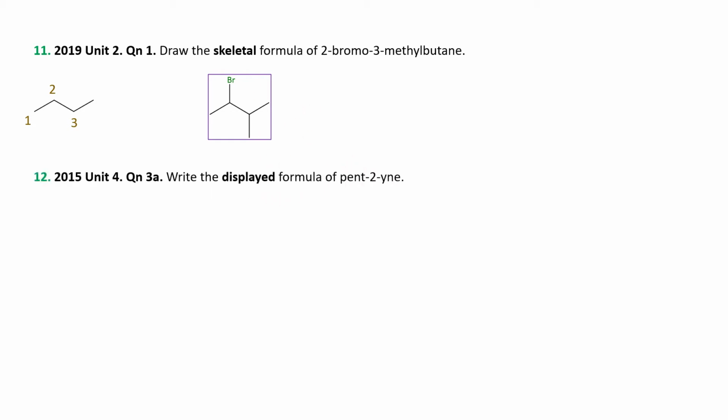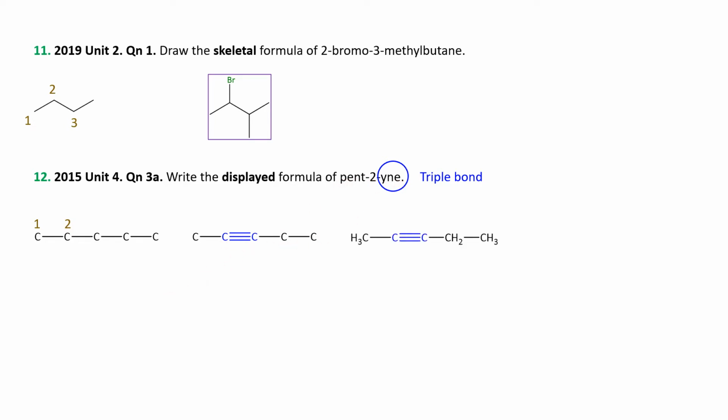Displayed formula of pent-2-yne. Now this goes back to the older specs, 2015, where ynes you talk about being triple bonds. Okay, not too tough though, exactly the same idea. Pent, 1, 2, 3, 4, 5. Number it, carbon 2, so therefore because it's 2-yne, the triple bond starts at carbon 2. And now let's fill out all those hydrogens.